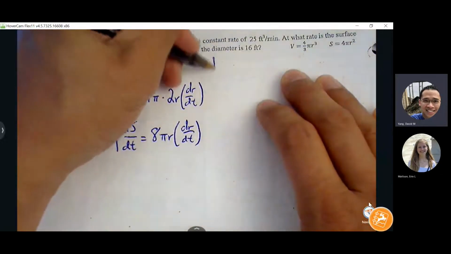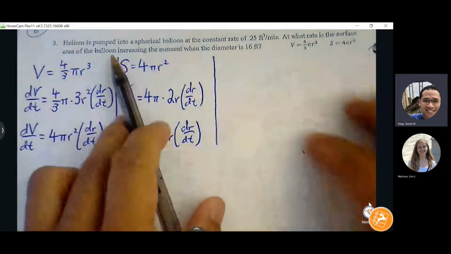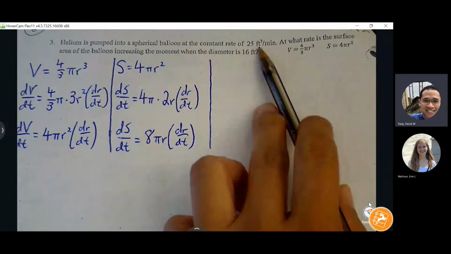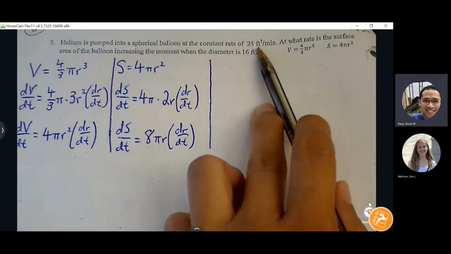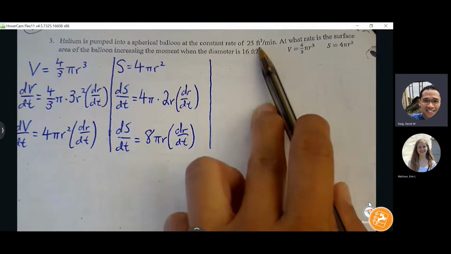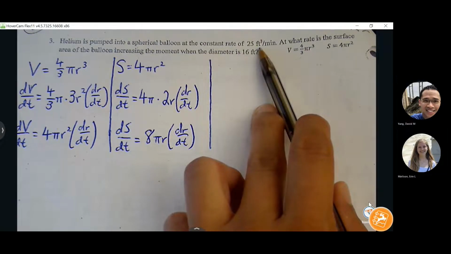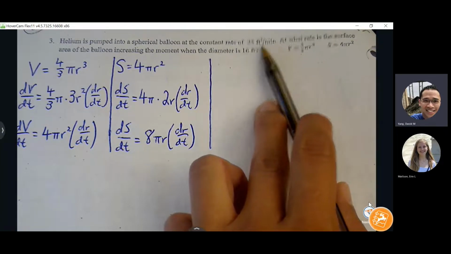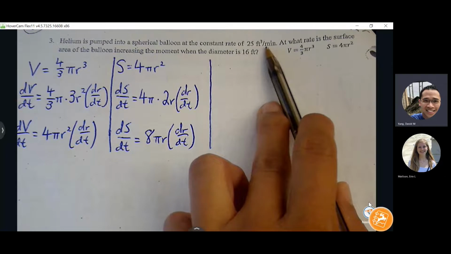Now we just gather some information from the problem. Helium is pumped into the spherical balloon at a constant rate of 25 cubic feet per minute. The units of measure are going to be really helpful to decide which variable. Cubic feet, that's a three-dimensional unit. We know that's talking about volume. There's also minutes involved, and so time, so dV over dt.